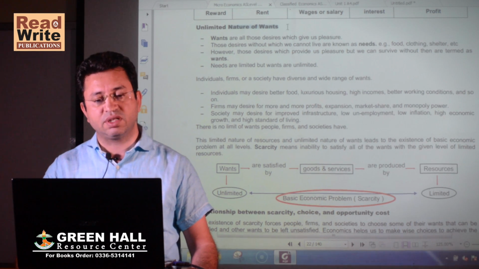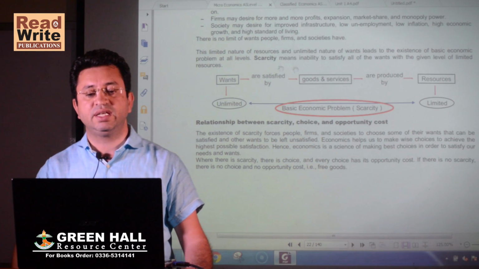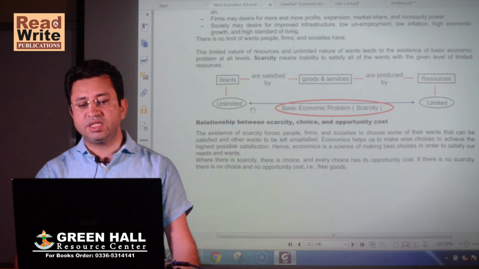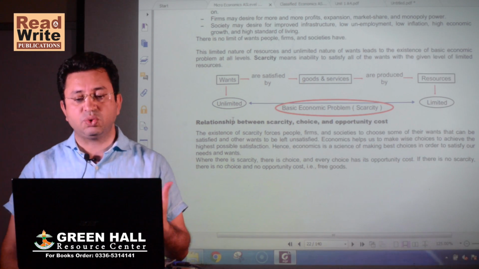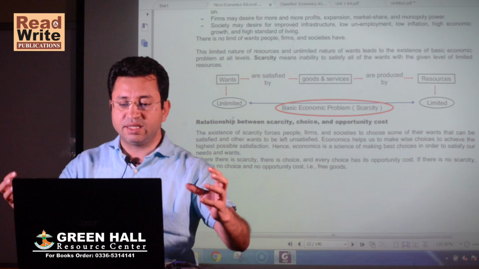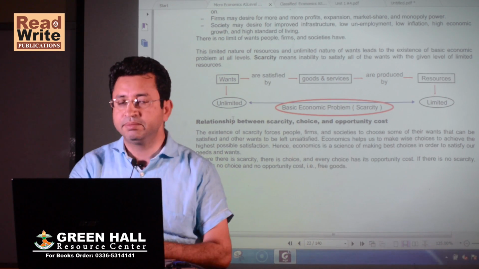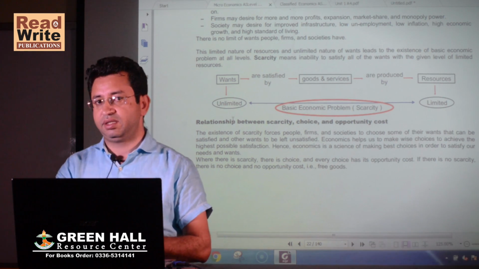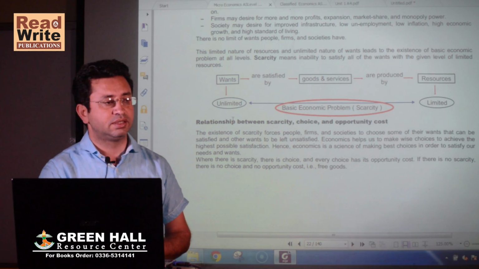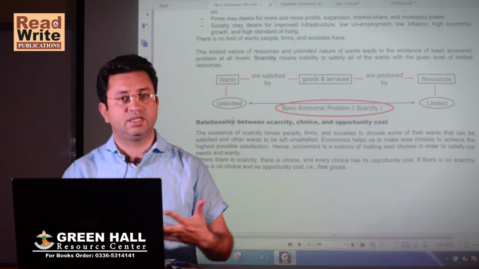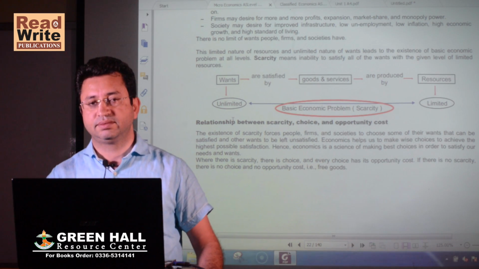Moving on from these resources, as we have talked about the wants, we are already clear with the needs and wants, what is the difference between them, and we have done the basic economic problem. Now the relationship between scarcity, choice, and opportunity cost, how these three things are linked together. The link between them is very simple. If there is scarcity, there will be a choice. And if there is a choice, there will be an opportunity cost.